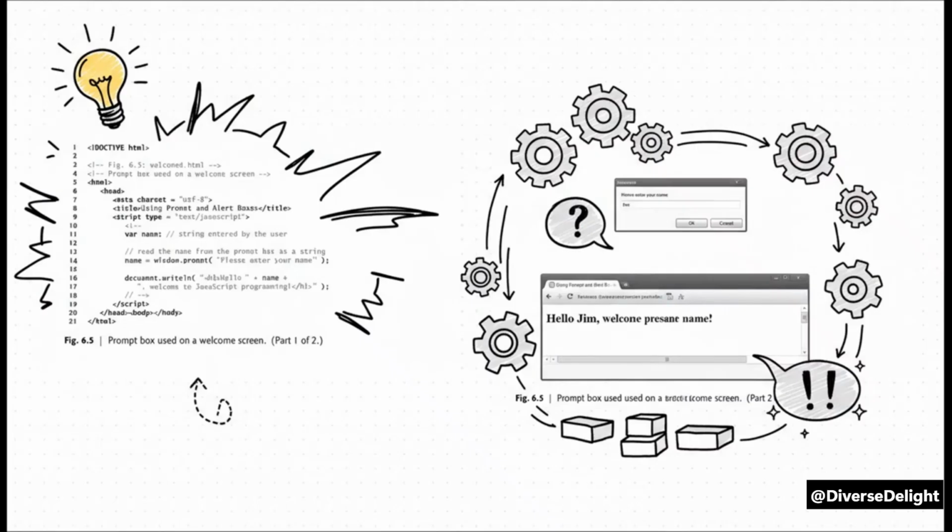And here it is. This is that aha moment. This code uses a window.prompt dialog to ask for a name. The user types in Jim, and then, this is the magic part, the script grabs that input and uses it to display a custom greeting. The page isn't static anymore, it's dynamic. It literally responded to us.